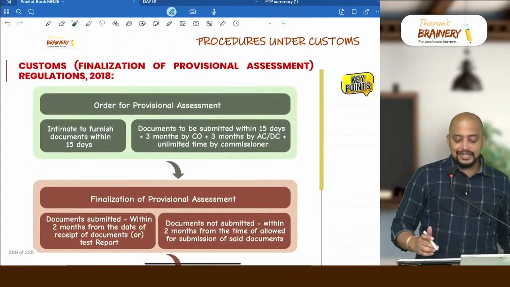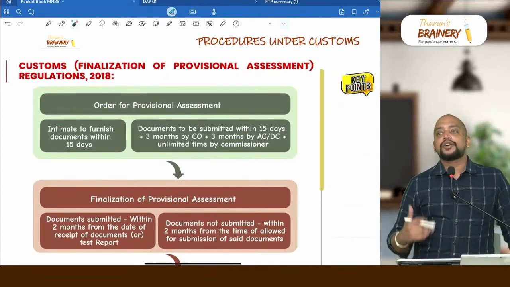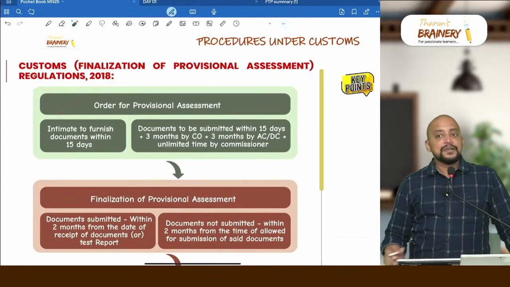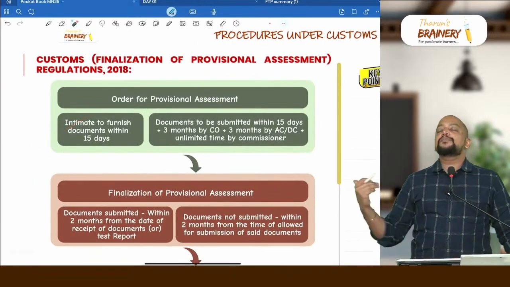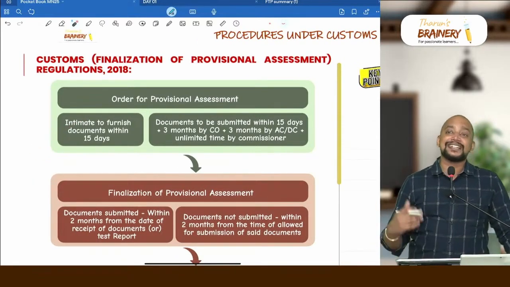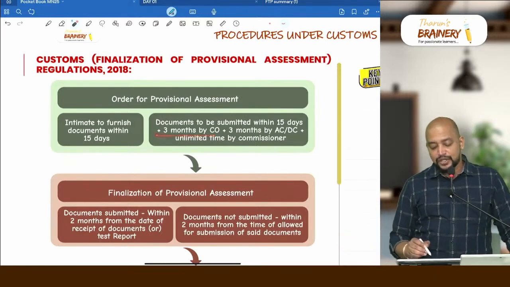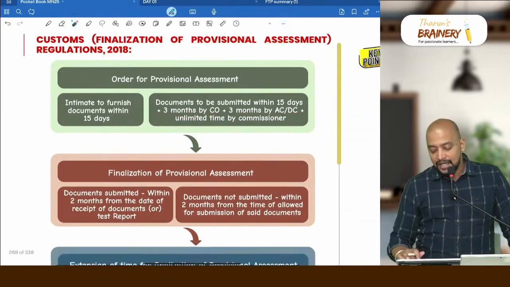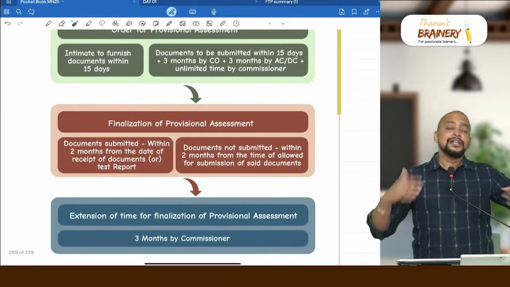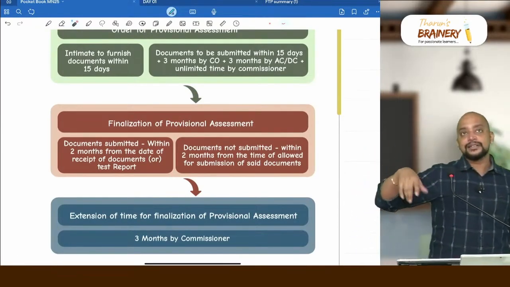And next, customs finalization of provisional assessment regulations. As soon as the order for provisional assessment is passed, they will be intimating the importer to furnish the documents within 15 days, and the importer has to submit the documents within 15 days. It can be extended for a further period of 3 months by customs officer and plus 3 months by ACDC, and any unlimited time by commissioner. Within this applicable time limit, if the documents are produced, no issue. The date on which the documents are produced, from that date within 2 months plus 3 months, the final assessment will be completed.